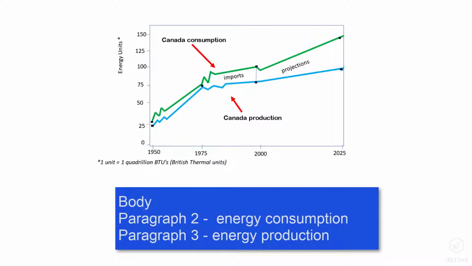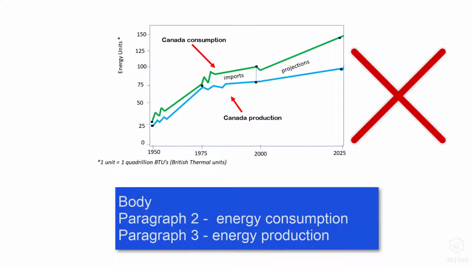Body, paragraph 2, energy consumption. Paragraph 3, energy production. It's a good idea, but it would be difficult to make comparisons here. For instance, we'd only be listing the data in each paragraph without any comparisons between energy production and consumption in Canada. And that's not a good thing. So this idea won't work.